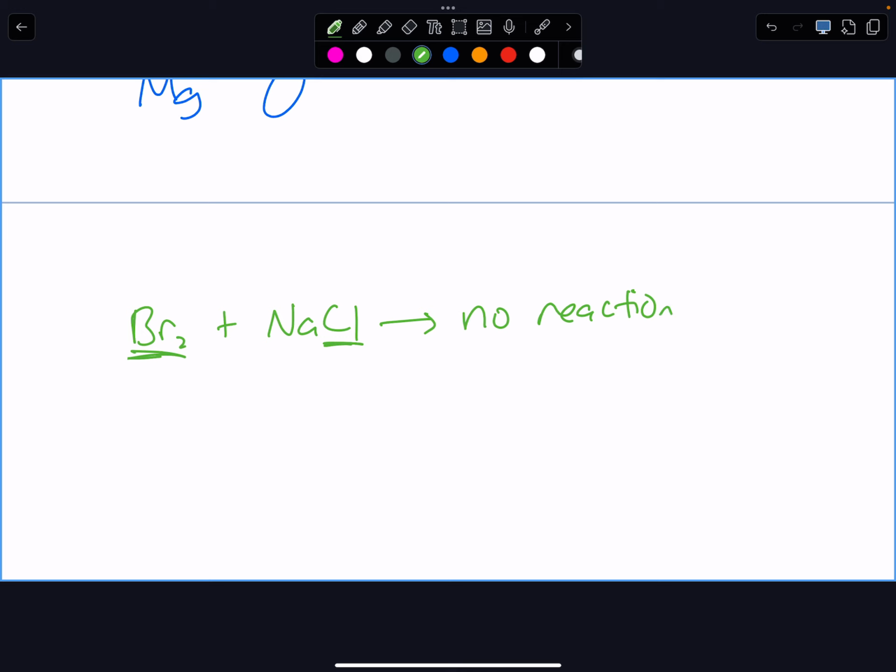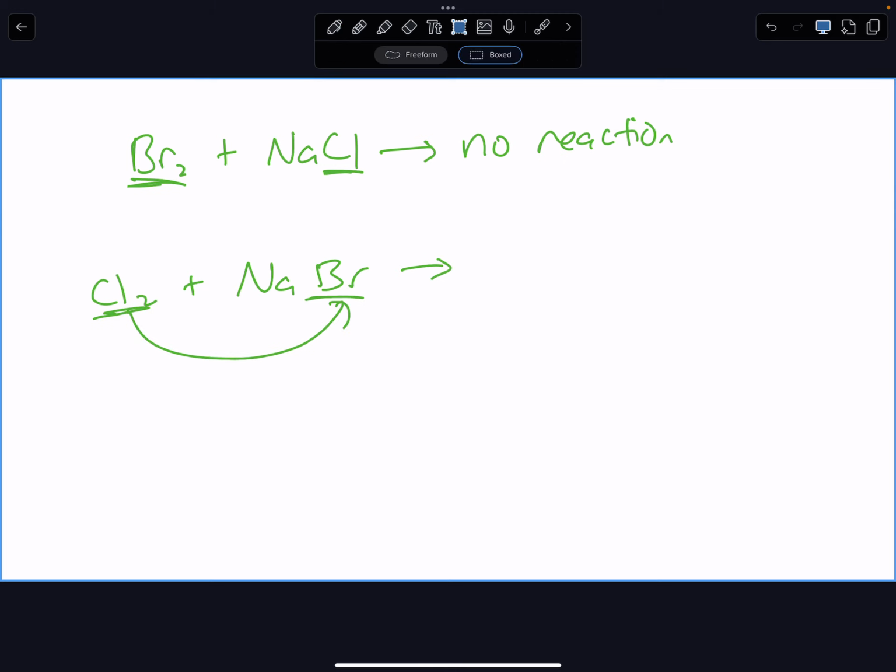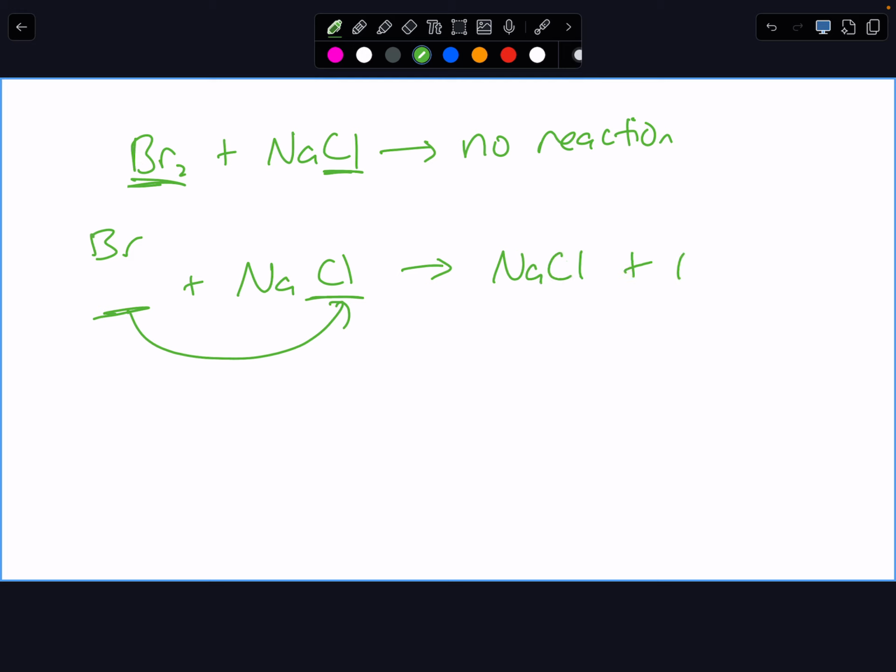But what if I had this? Chlorine can now replace bromine, right? They switch. So, who's by himself? Bromine, and who's with Cl? But I don't bring the 2 over, I have to cross the charges, right? So then I have NaCl and Br2 because it's diatomic. Does that make sense what I just did?